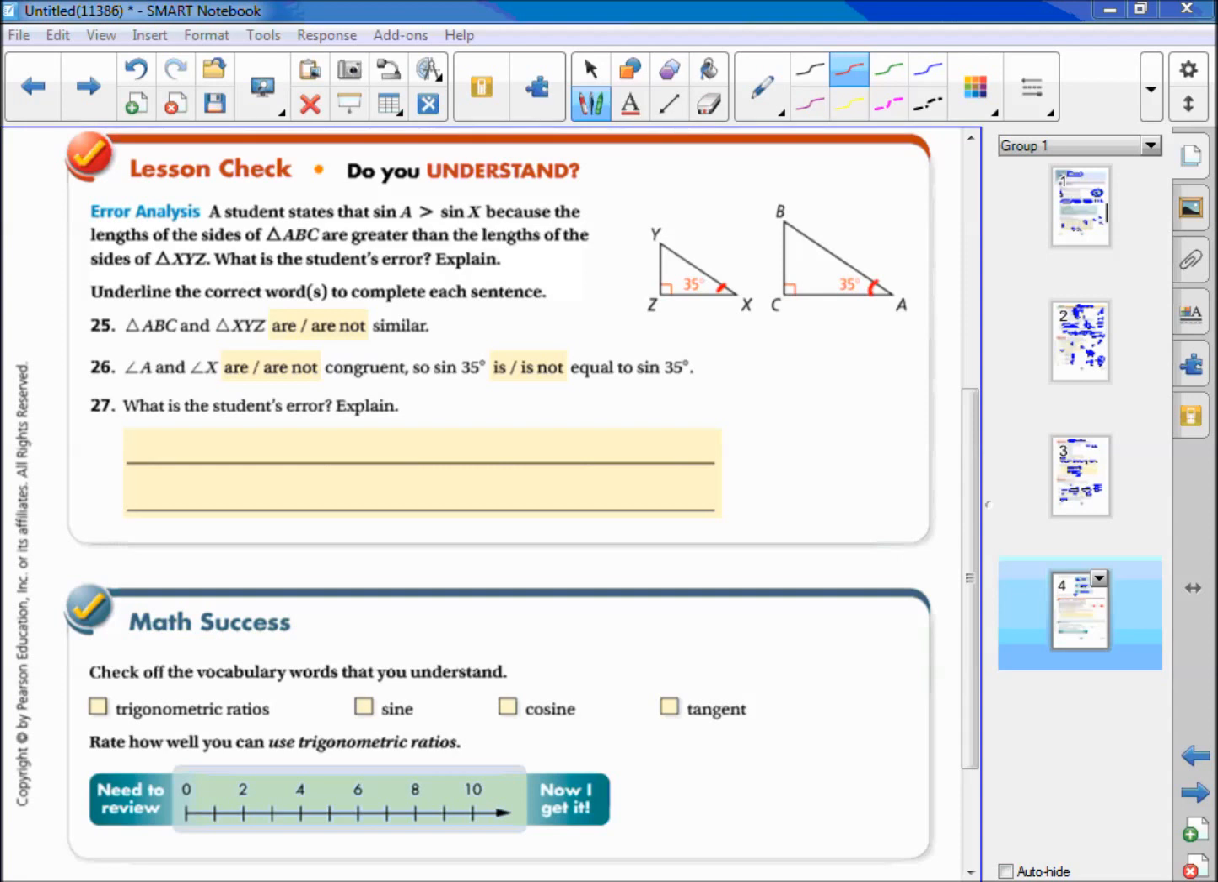Both of these triangles have the same angles, right? So that means they are similar triangles. We're not comparing the size, so changing the size of a triangle is not going to change the ratio of its sides. And that's because all the sides in similar triangles are proportional, okay? So triangle ABC and triangle XYZ are similar triangles. Similar triangles are going to have proportional sides. So their ratios are going to be the same, okay?